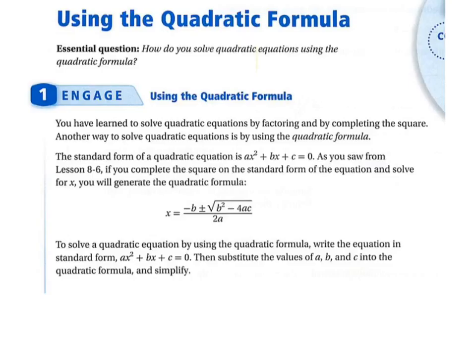So now what are we going to do? We're going to use the quadratic formula. Woohoo! So you've learned to solve quadratic equations by certain ways. I'll just let you pause and read this. Okay, so now what we're going to do is take a quadratic equation in standard form, ax squared plus bx plus c equals 0. We're going to substitute the values of a, b, and c into the quadratic formula and simplify. And then we'll get our solution for x.